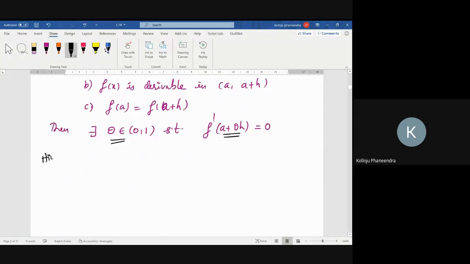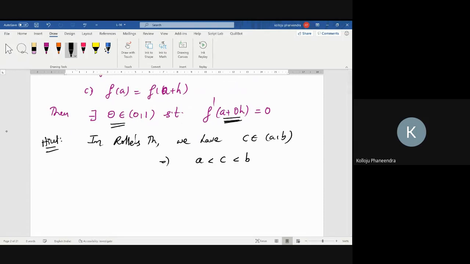Hint is, in Rolle's theorem we have C belongs to open A comma B, right? That means C lies between A and B. And what is the substitution of C here? Let C equal to A plus theta H. And what is another substitution? B equal to A plus H.